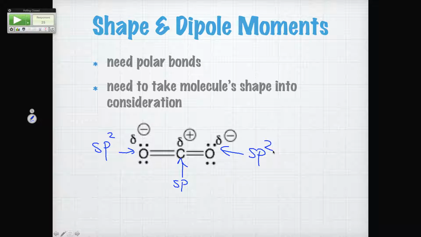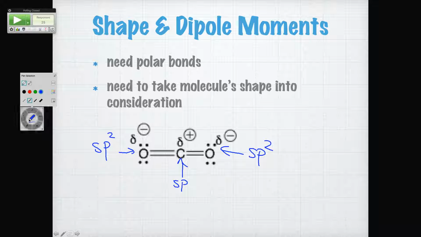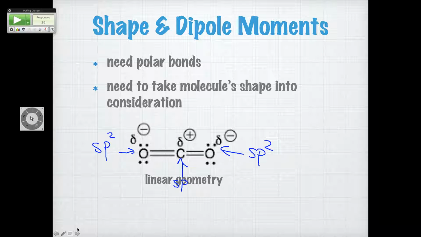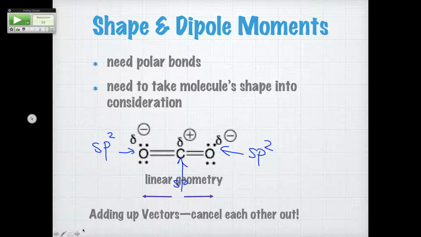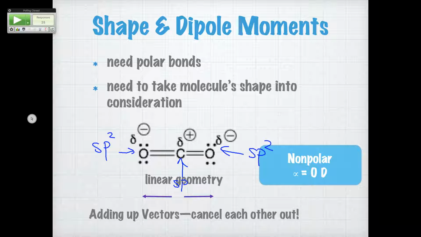There are polar bonds in carbon dioxide, but is carbon dioxide a polar molecule? No, because it's linear, and so one's pulling this way and one's pulling that way, so your vectors are adding up to basically 0. Oh, look at that, I wrote right on linear geometry. So there's our two vectors, and they're adding up to 0. They cancel out. So if you measure the dipole moment of carbon dioxide, you get 0.